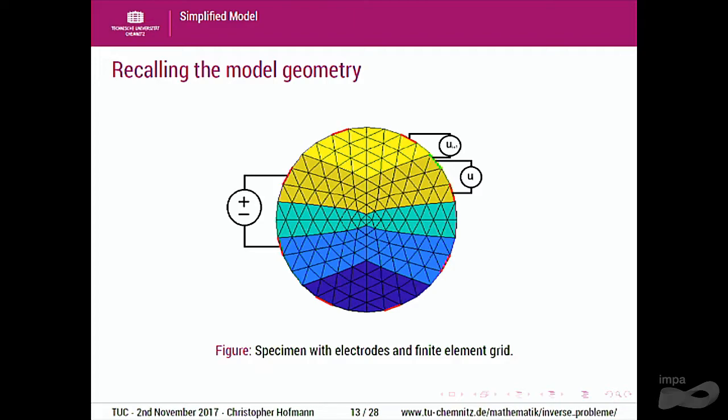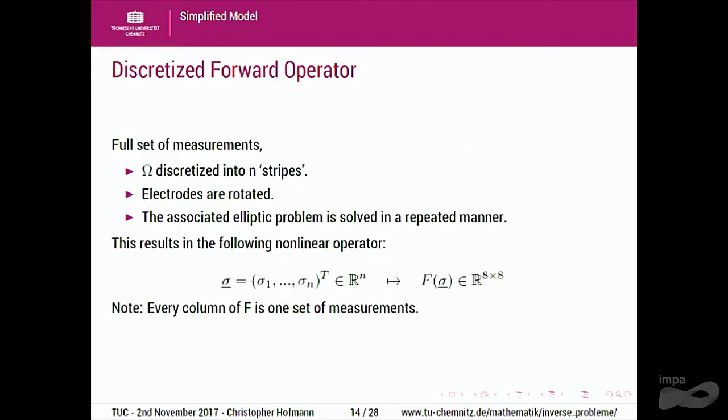Then again, just to clarify this, we've talked about voltages and potentials. What's the difference, for those who are not from the field? A voltage is a potential difference. So in this case, we're not actually just measuring voltages here, but the potential difference between those two electrodes, just to clarify this. In our model situations, we get a full set of measurements.